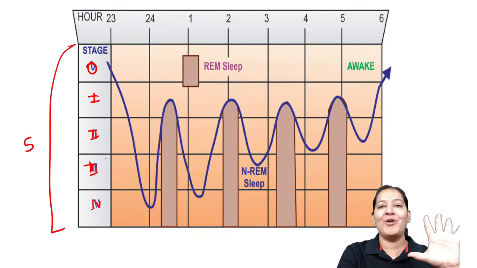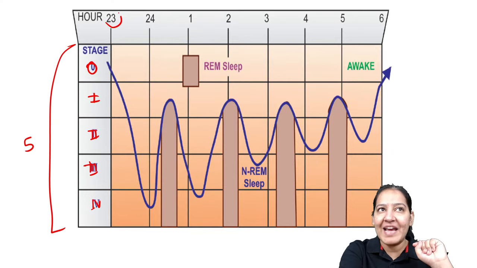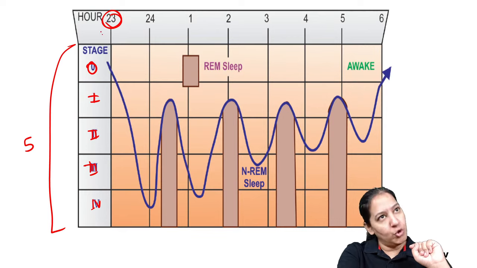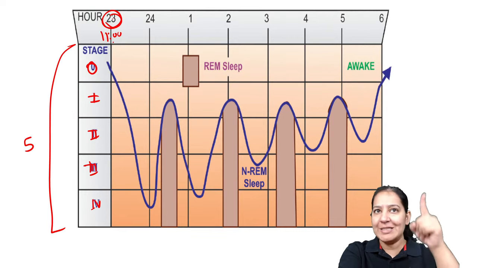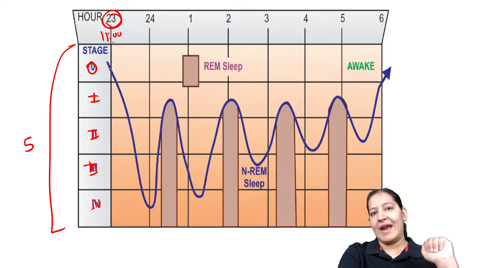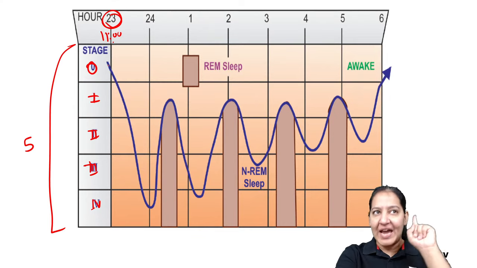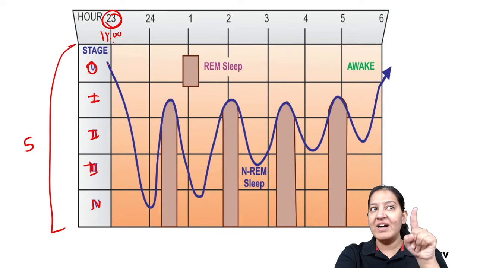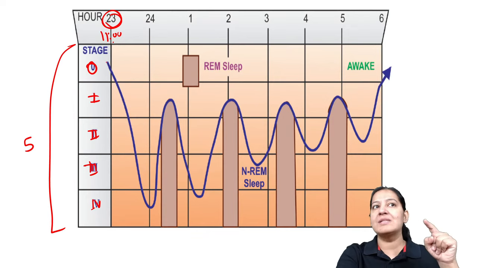I'm talking about usual people, not you people, who sleep at 11 o'clock in the night. 11 means 23, that is 11 o'clock in the night, we should go to sleep. Whenever we sleep, first our mind gradually goes into stage zero. For about half an hour, we are in stage zero, right?